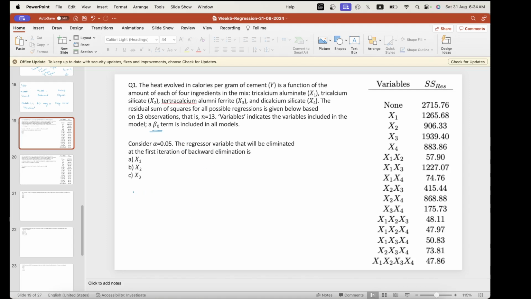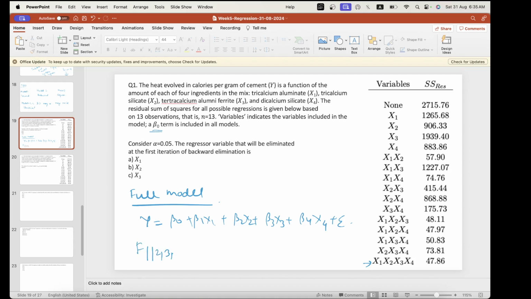Okay, so backward elimination means that the model that we are fitting is a full model. So what we have is this one. All right, so we have beta naught plus beta 1x1 plus beta 2x2 plus beta 3x3 plus beta 4x4 plus epsilon. Okay, now we have to find out F1 given 2 3 4, F2 given 1 3 4, and F3 given 1, 2, 4. So let us just find out.